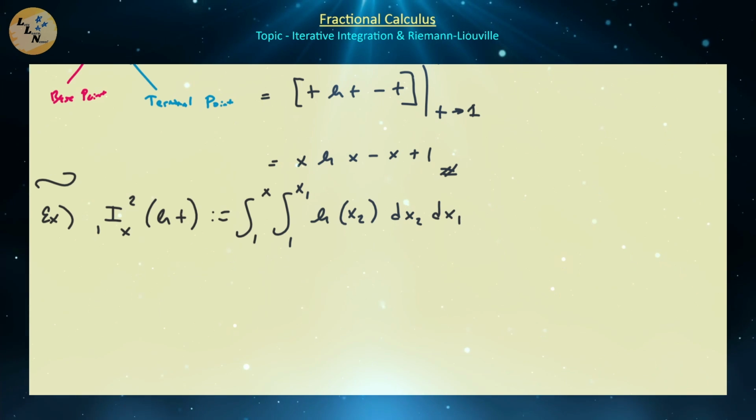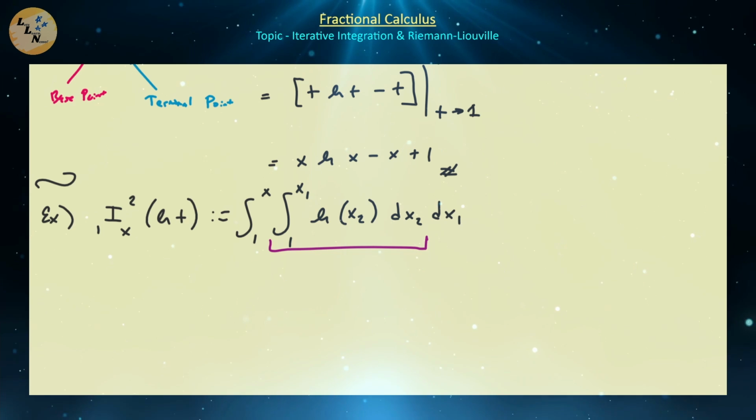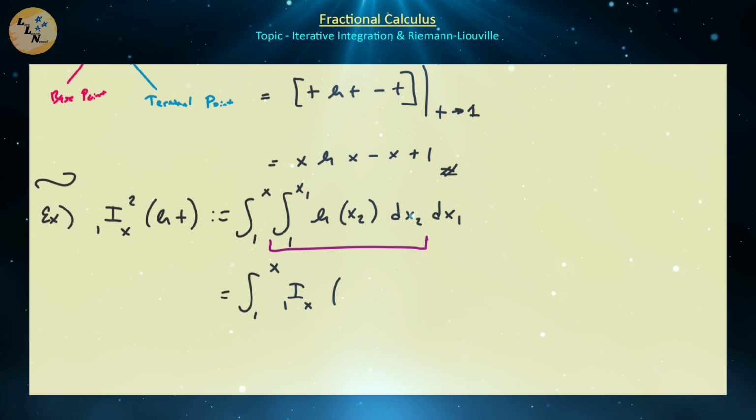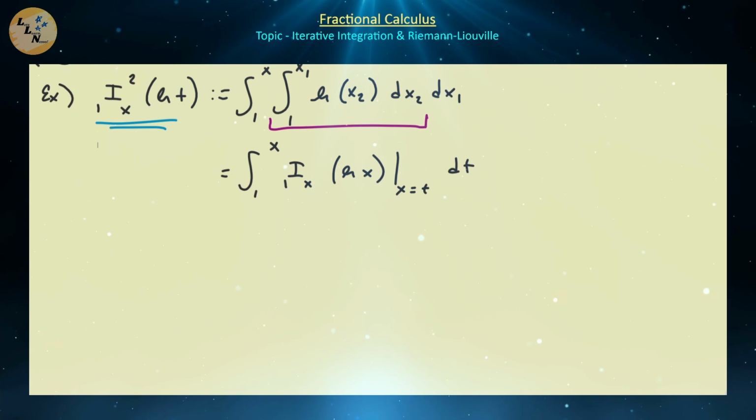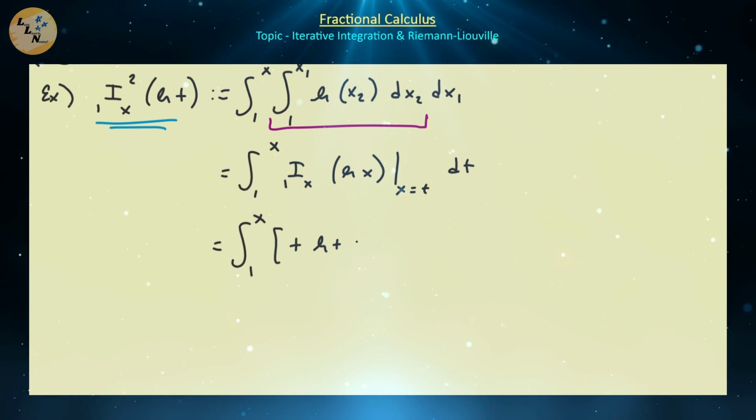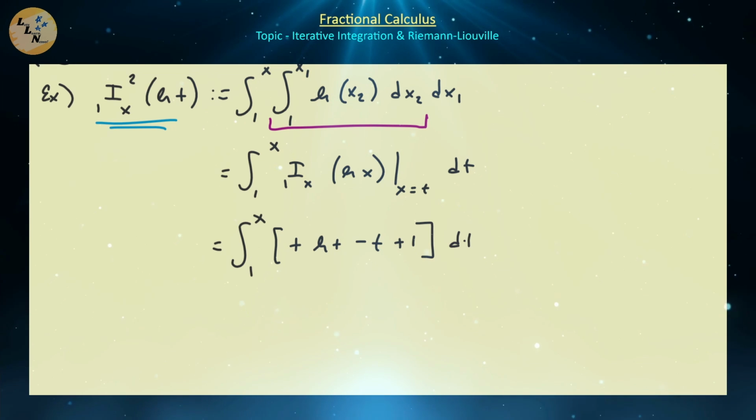We should already know that the interior integral is just going to be equal to the integral from 1 to x of I_1^x of the natural log of x evaluated at x equal to t, dt. Those integrals are precisely equal to each other, so this operator that I'm implicitly defining here is just I_1^x of I_1^x of the same exact function. So we can just replace it with the answer that we got before. This is just going to be equal to the integral from 1 to x of t natural log of t minus t plus 1 dt.